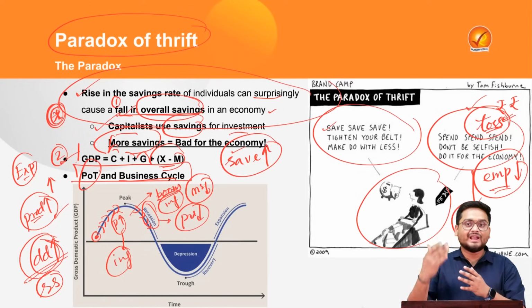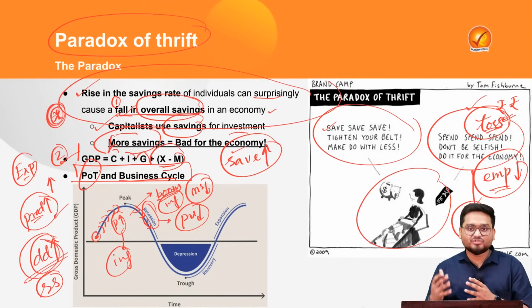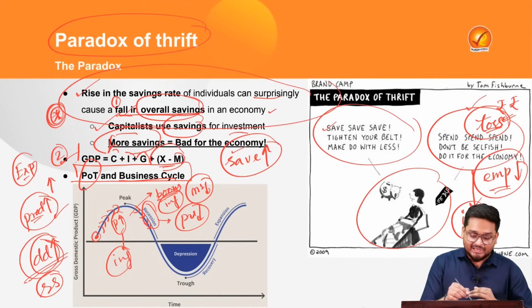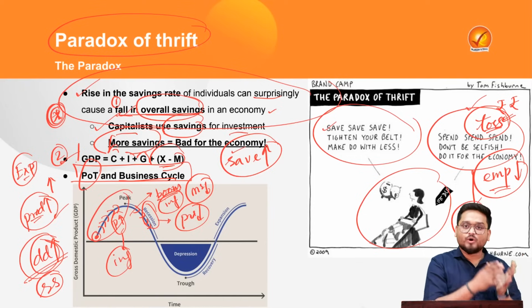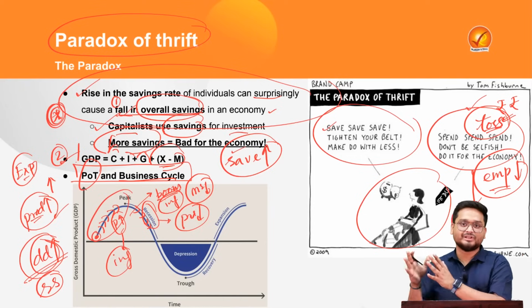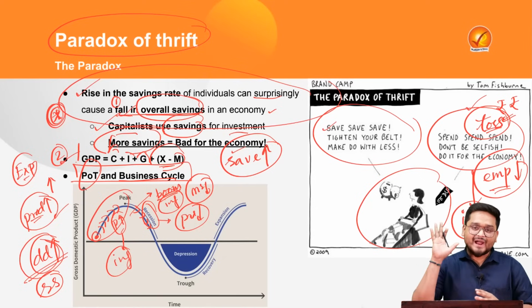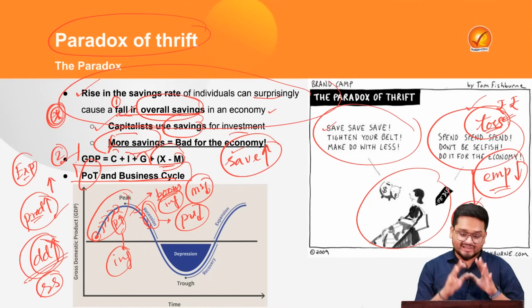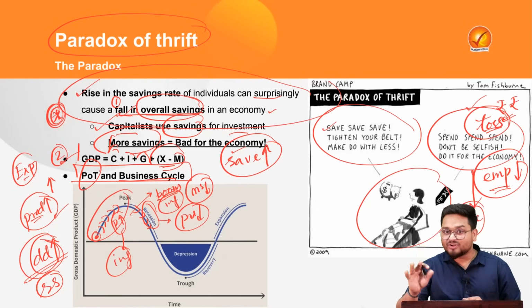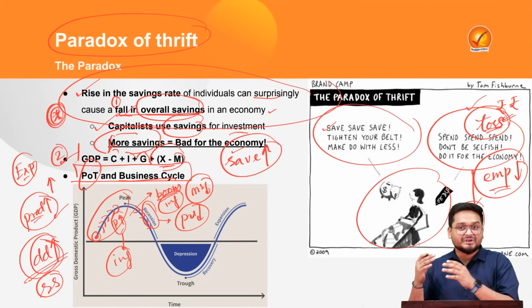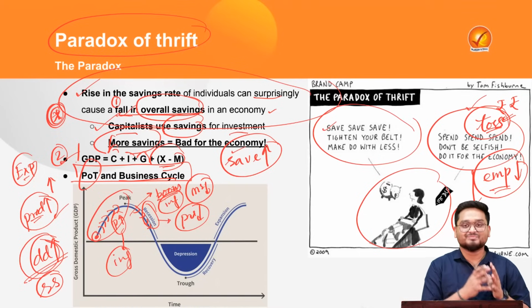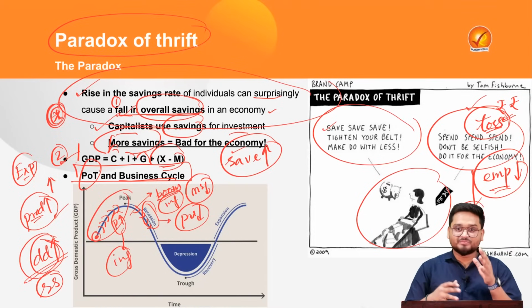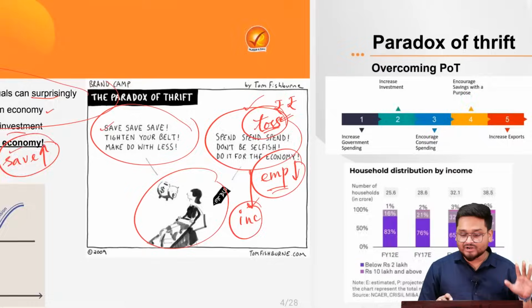And when people tend to lose their jobs, they also have a habit during the initial peak periods to save more, to cope with more losses during the recession, right? So paradox of thrift is also talking about this tendency, this behavior, this psychology of the people, that during distress times, crisis times, people try to save more, right? So this is how the business cycle is also linked with the paradox of thrift.